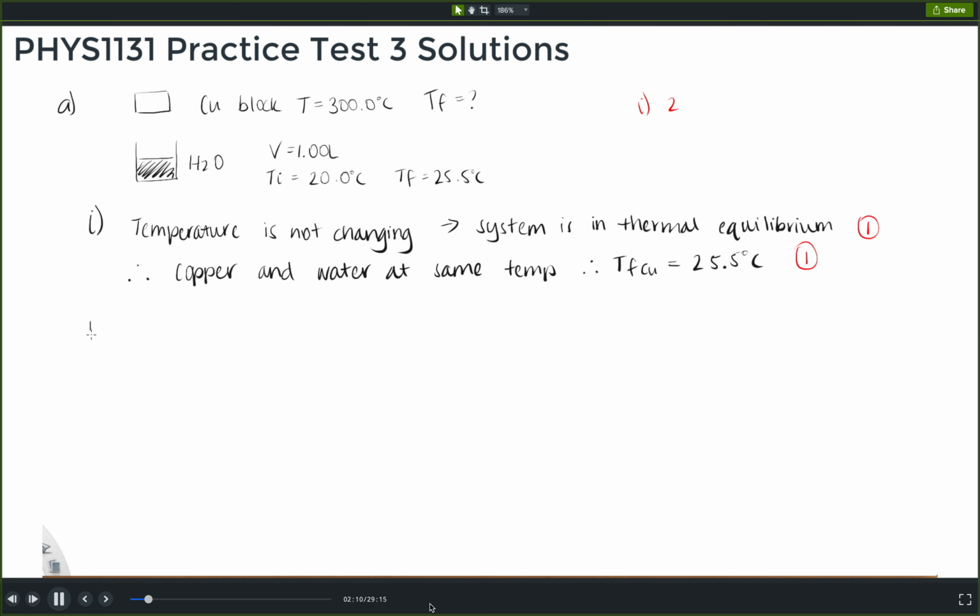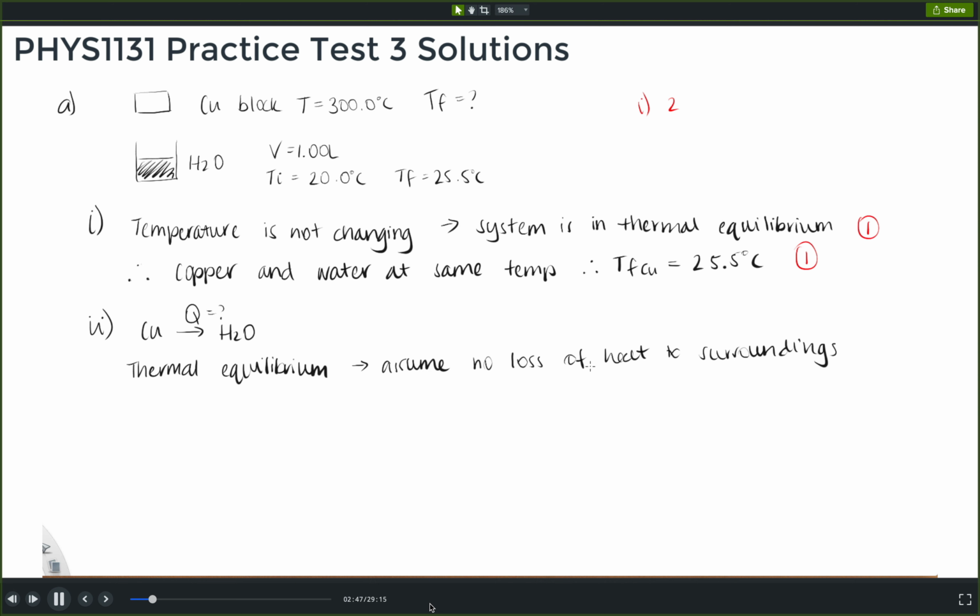Now for part II, the question is asking us how much heat does the copper block transfer to the water. So if this is our copper block, we're transferring heat to the water. We give heat the symbol Q, and that's what we're trying to work out. Now, we know that the system's in thermal equilibrium, and we can say that we assume no loss of heat to the surroundings.